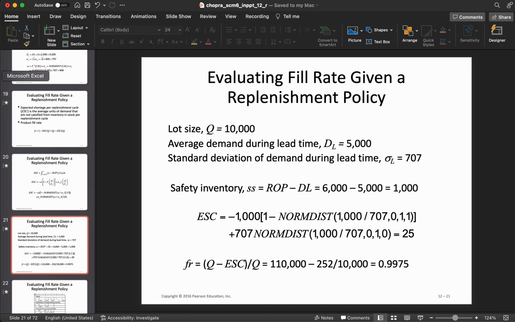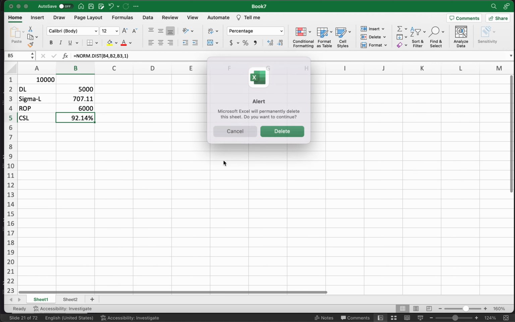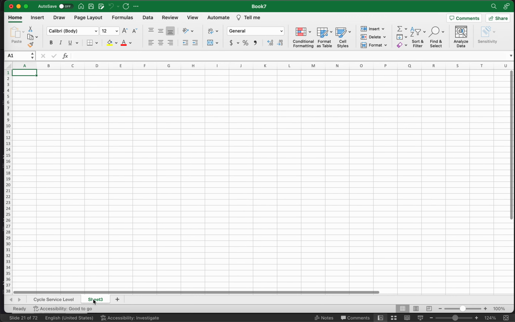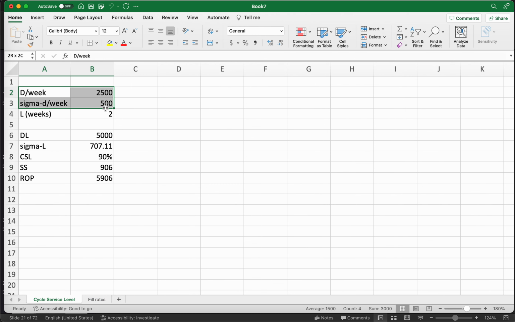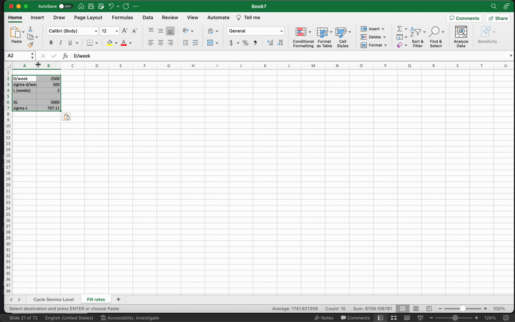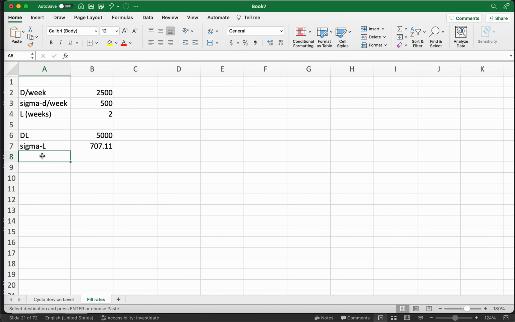So let's quickly do that calculation again. Let me get rid of the sheet called cycle service level. So let's do fill rates. Let me copy all of that over. Okay. So if the reorder point is known, so if the reorder point is 6,000, then we can calculate the fill rate.